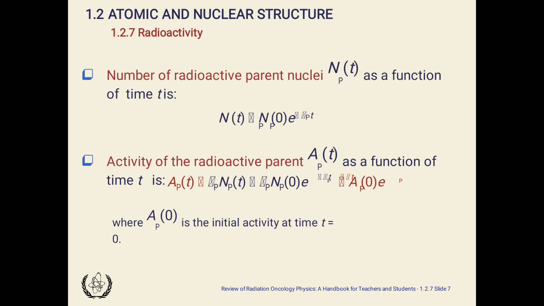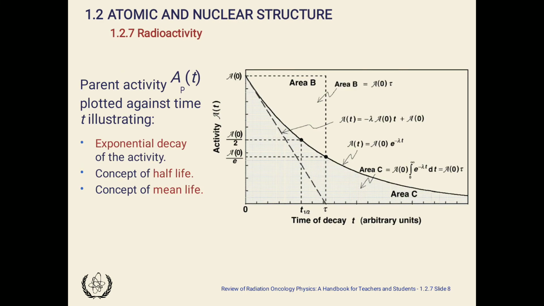The number of radioactive parent nuclei as a function of time is also given by the following formula. Then the activity of a radioactive parent as a function of time is given by the formula below, where A is the initial activity at time t equals 0. This gives the parent activity plotted against time t, and the graph shows the exponential decay of the activity, and the concepts of half-life and mean life.